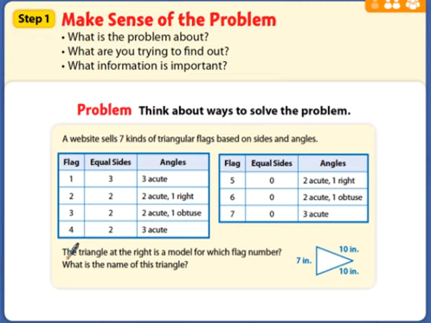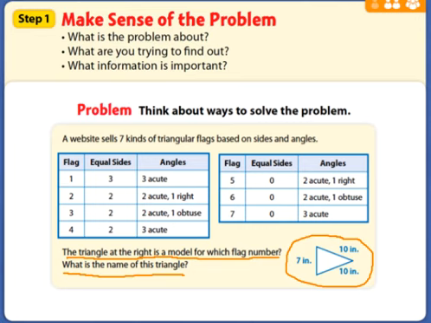Well, the goal is to figure out which triangle our model here represents. The triangle at the right is a model for which flag number. So we have flags numbered 1 through 7. We want to figure out which flag number this represents. Does this represent flag number 1, number 2, number 3, number 4, number 5, number 6, or number 7? That's not the only thing we need to find out. We also need to find out what is the name of this triangle. And we're going to talk about that some more in just a minute. But different triangles have different names.